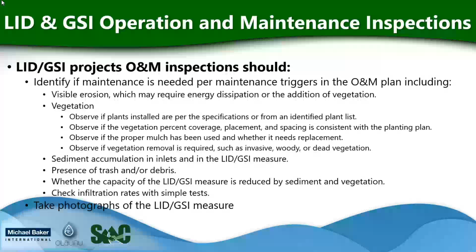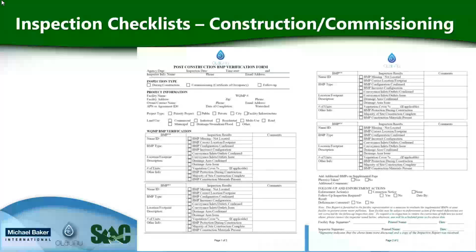The inspection checklists that are included here provide examples of paper checklists, although I highly recommend using an electronic form. These are checklists for construction and commissioning. And what you have here is a post-construction BMP verification form that identifies the inspection type, either during construction or commissioning inspection. You're looking at identifying the facility name and address, owner information, the type of system, what's the land uses in the drainage area, and then you're answering all of those questions as far as, is the BMP present?